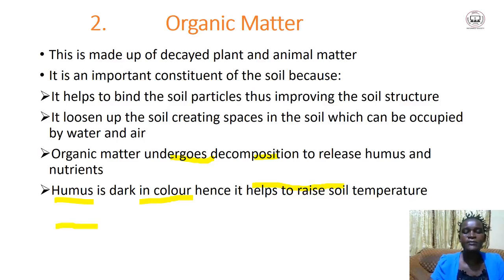This humus, which is formed after organic matter has gone through the decomposition process, is dark in color. So the color itself, we're saying it is dark, will help to raise soil temperature. Here we're applying physics: dark objects, or if the color is dark, will absorb a lot of heat. So since the humus is dark in color, it will help to raise the soil temperature, which is very, very useful in agriculture.